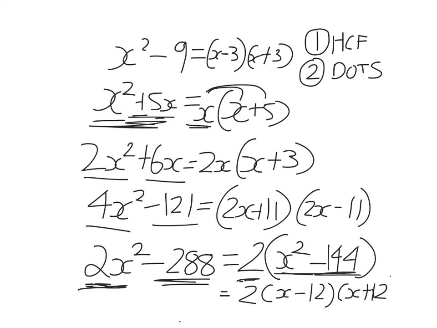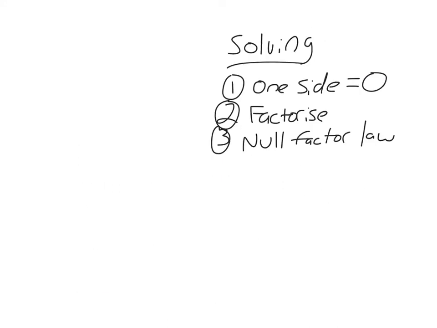Okay, now we'll look at solving quadratic equations. To solve quadratics, always use these 3 steps. Sometimes they'll be done for you. Make one side equal to 0, then factorize, then use the null factor law. The null factor law is that if two things, a and b, multiply to 0, either the first thing is 0 or the second thing is 0. Let's look at an example.